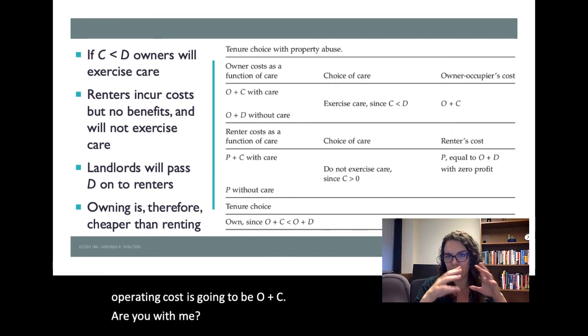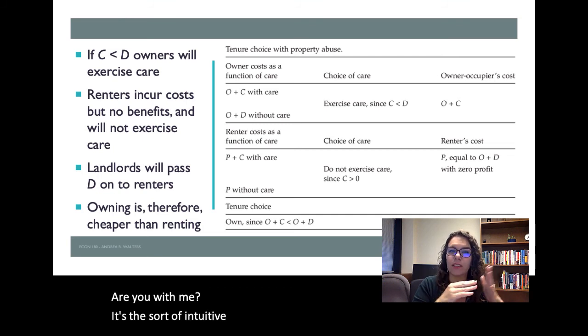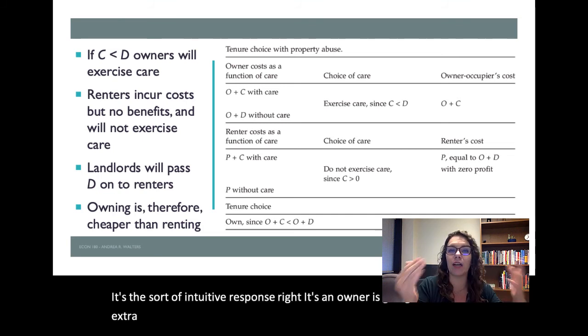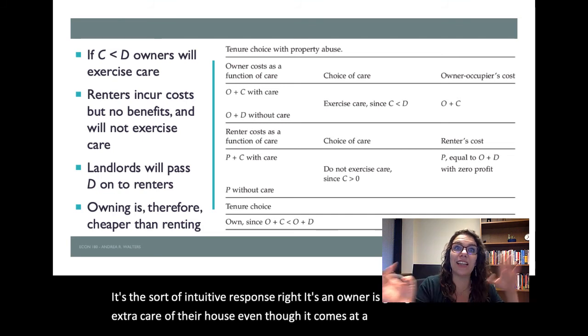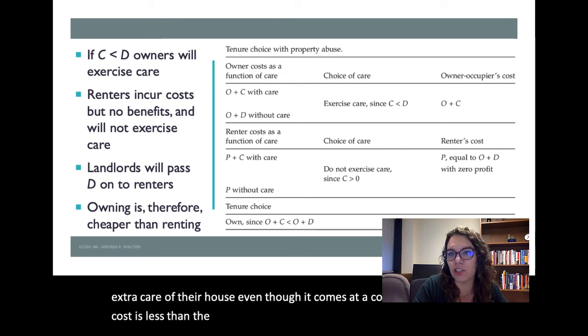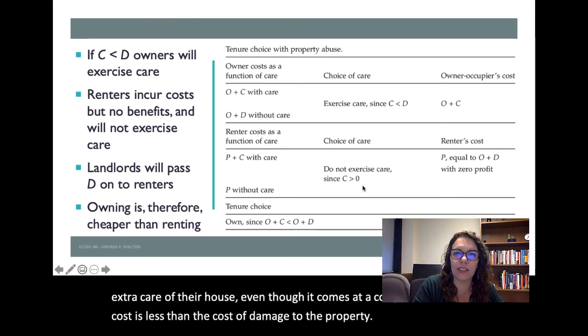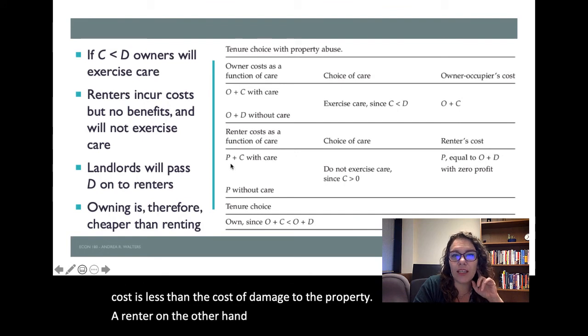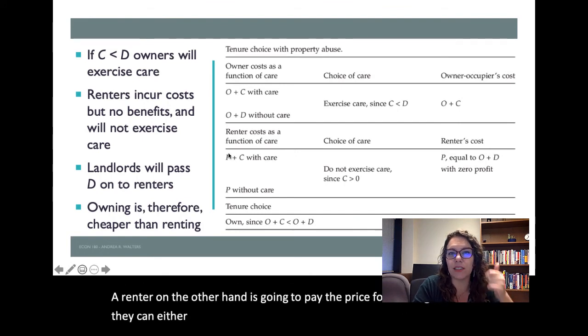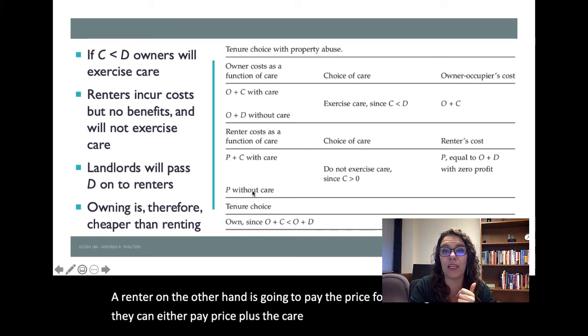It's the sort of intuitive response, right? An owner is going to take extra care of their house, even though it comes at a cost, because that cost is less than the cost of damage to the property. A renter, on the other hand, is going to pay the price for housing, and they can either pay price plus the care cost or just the price, P.